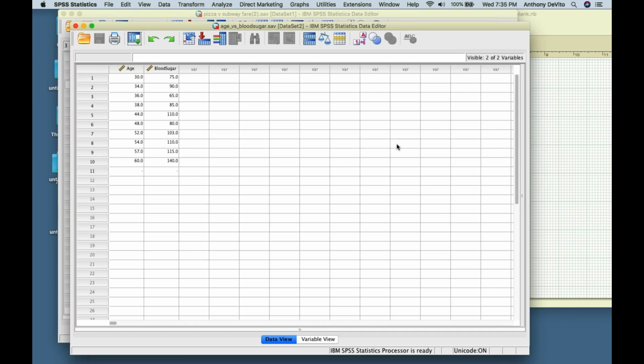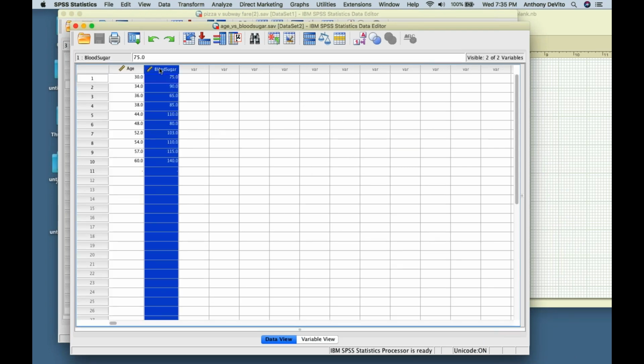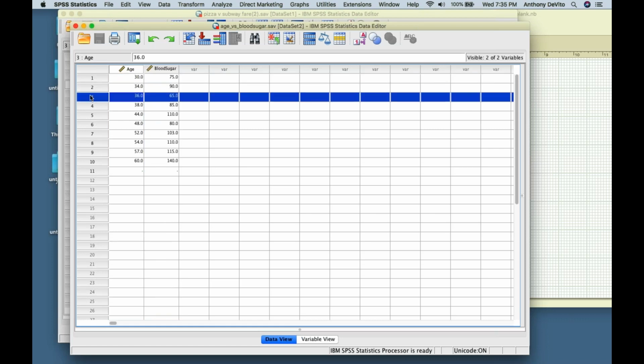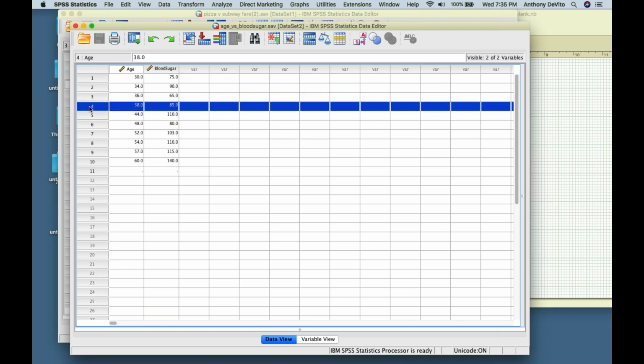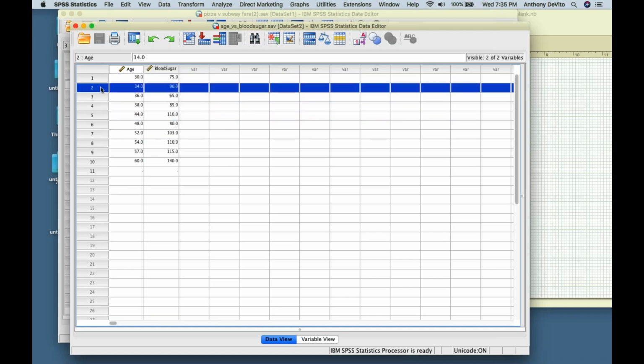SPSS is going to open this database, and I see I got 2 variables this time. I have age and blood sugar. So each one of these rows represents an individual, a subject in a study. We measured their age and we measured their blood sugar.